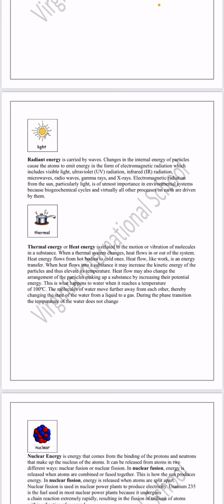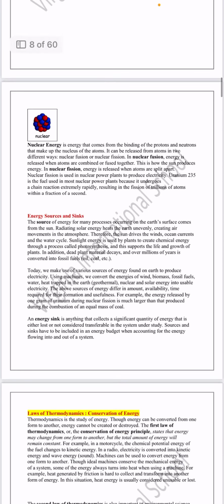Thermal energy or heat energy is related to the vibration of molecules in a substance. And let's go to the last part, which is nuclear energy. What's nuclear energy? Nuclear energy basically comes from the binding of protons and neutrons that make up the nucleus of the atom. We know that the atom is made up of three main particles: the proton, the neutron, and the electron. When we have energy that comes out of the protons and neutrons, this is called nuclear energy.